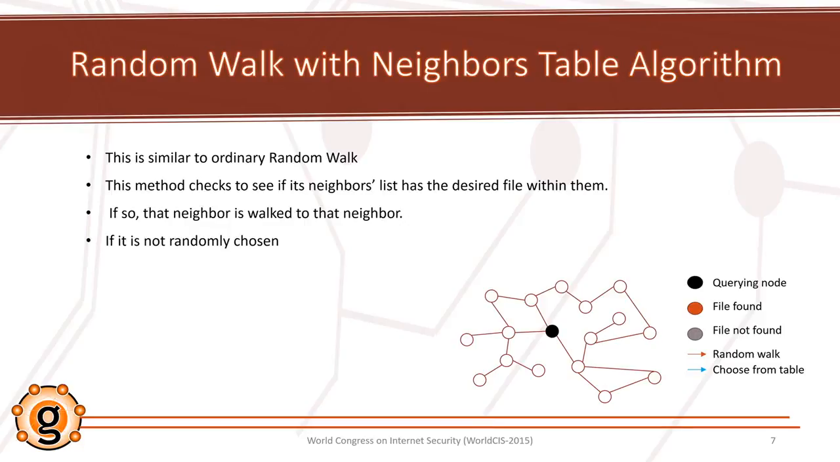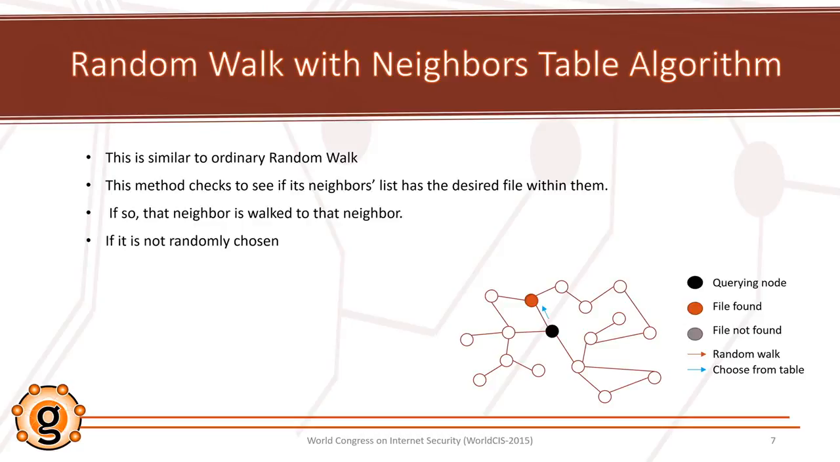There are two cases to walk: a random walk, represented by the red arrow, or a blind walk, which is chosen from the table and represented by the blue arrow. For instance, here the root will check its neighbors list to search for the file. If the file is found, it goes to that neighbor. It's not a random walk, it's a planned walk. And the file will be found, which means success.